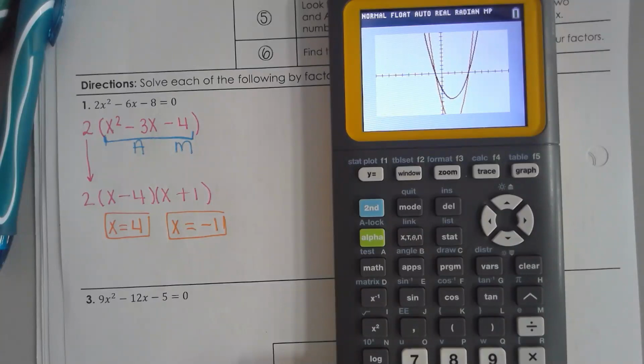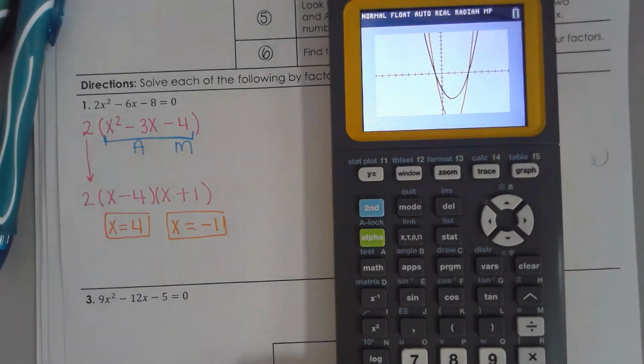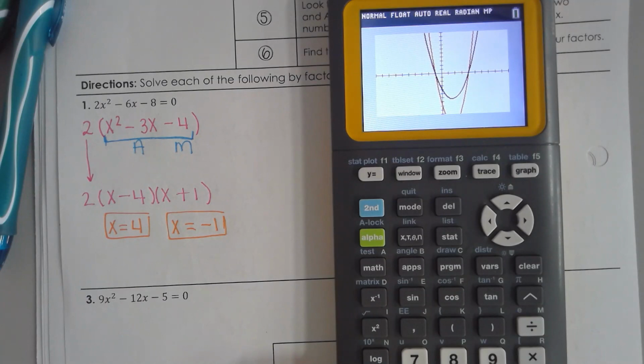So this quadratic right here is not the same as the quadratic without the 2. They have different vertex, they have different y-intercepts, but they do have the same x-intercepts.